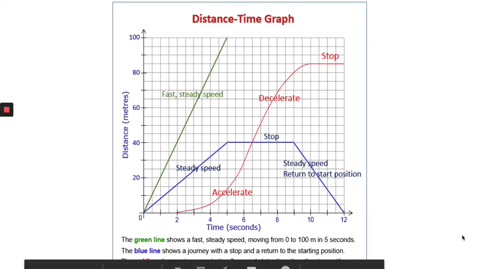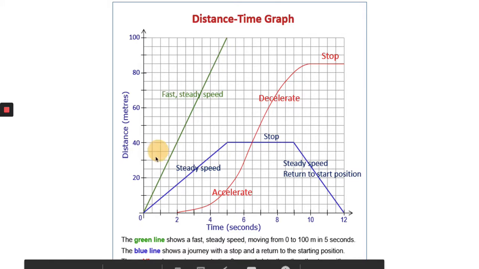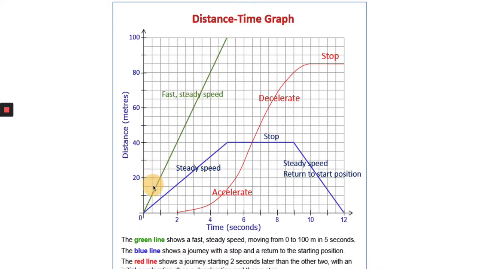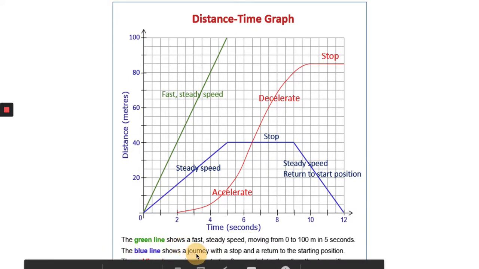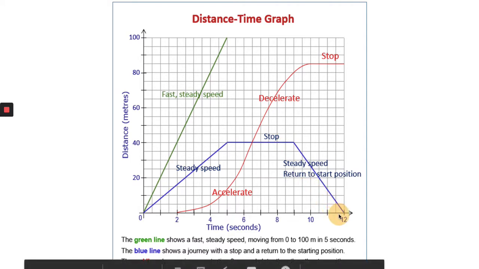So here we have a graph. And on this graph, you're noticing a couple of things. First off, you're seeing a green line that shows a fast, steady speed moving from 0 to 100 miles. All right. So this is a constant speed, but fast. And then the blue line shows a journey that initially isn't quite as fast, stops for a while, and then steadily comes back to the starting position.